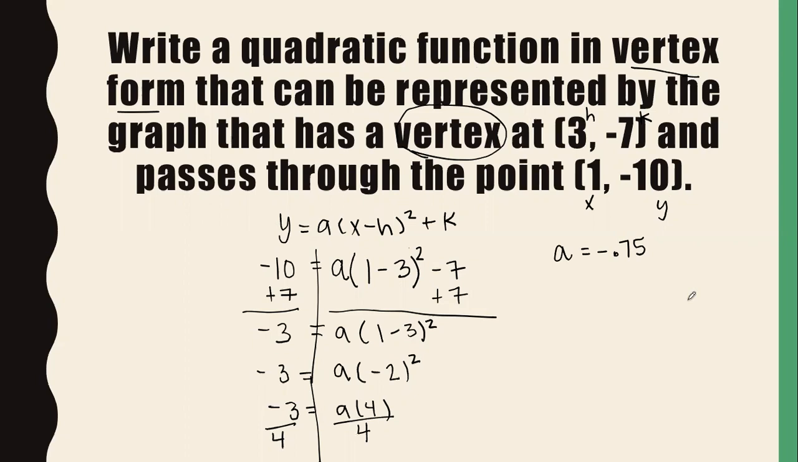So this is my A value. Well, let's just talk about what this A value tells me about my parabola. It's going to be facing down. Okay. And this is what I want us to start recognizing. We look at the equation, we notice certain values, and we're like, okay, I know this about my parabola.